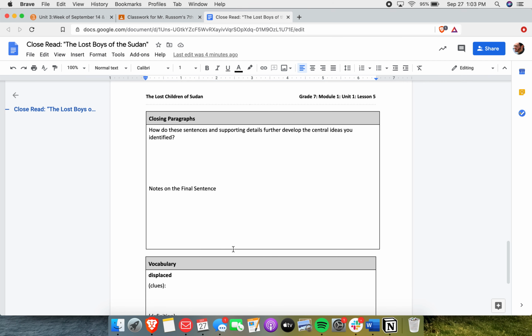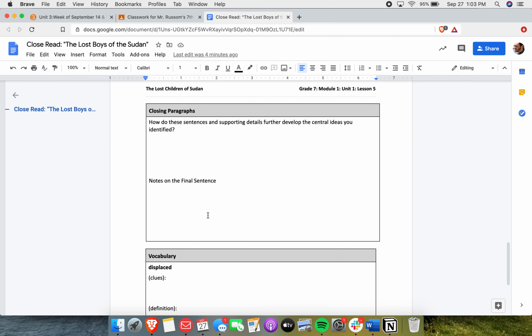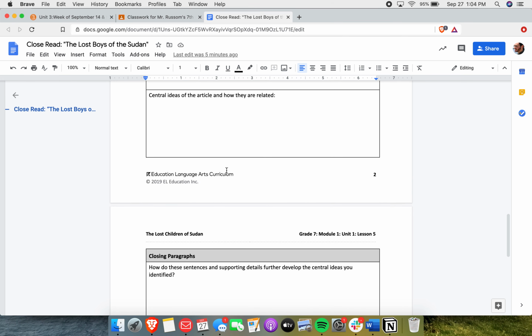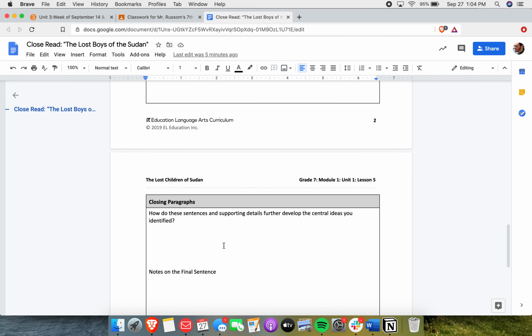Moving along to page 3 in the closing paragraph section, what we're doing here is looking at that last paragraph, the one that brings us up to the present day, where it's saying, since 1992, UNICEF has reunited the boys, that kind of thing. In that paragraph, we're wondering, how does this paragraph and supporting details here, how does that further develop the central idea? So same thing you're doing in this box here. How does this paragraph fit into the central idea of the piece as a whole?